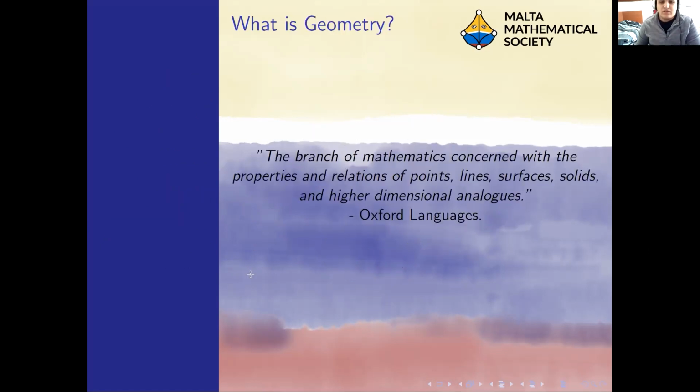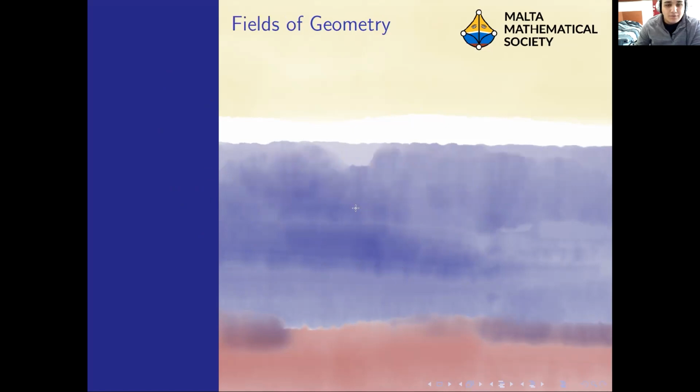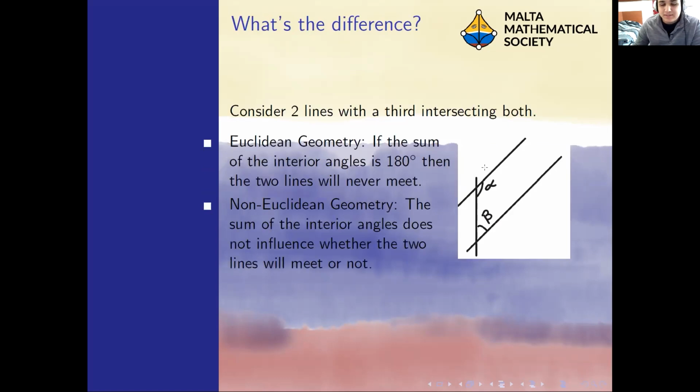So what is geometry? Oxford Languages describes it as the branch of mathematics concerned with properties and relations of points, lines, surfaces, solids, and higher dimensional analogues. Again, it's something we do in O-level, right? We figure out areas of shapes and volumes and stuff like that. So that's mostly the realm of Euclidean geometry. Well, then there's also the other side, which is non-Euclidean. So it's kind of yin and yang almost. So what's the difference, right?